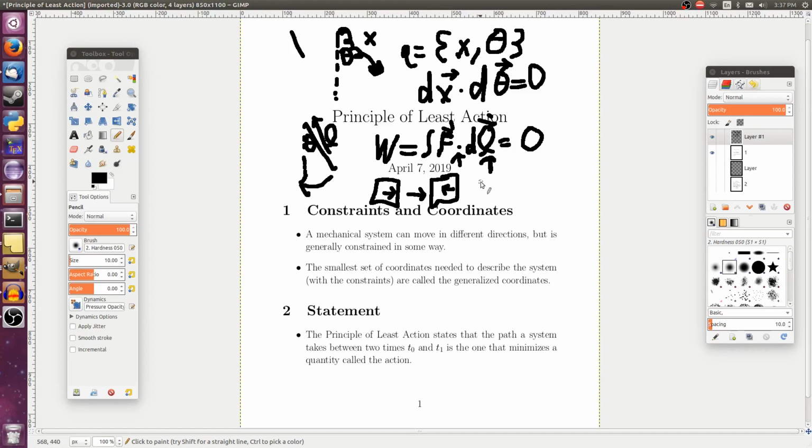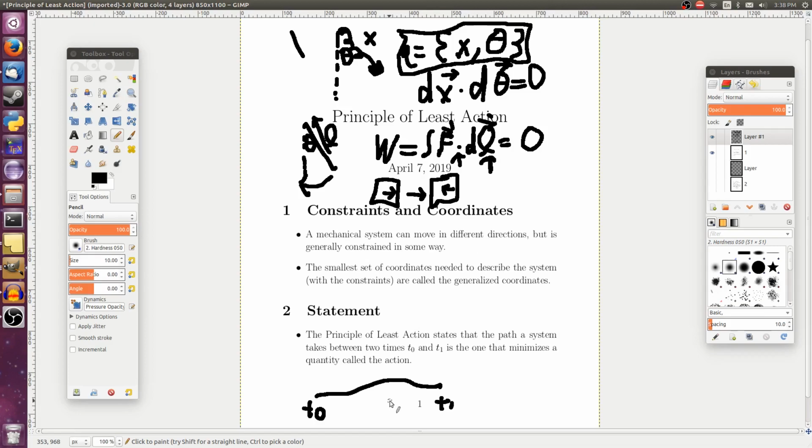So now we actually get to talk about the principle of least action. The principle of least action states that between any two points in time, t0 and t1, the path that a system will take, in other words how those coordinates in our generalized coordinates change, is going to be the one that minimizes this thing called the action.